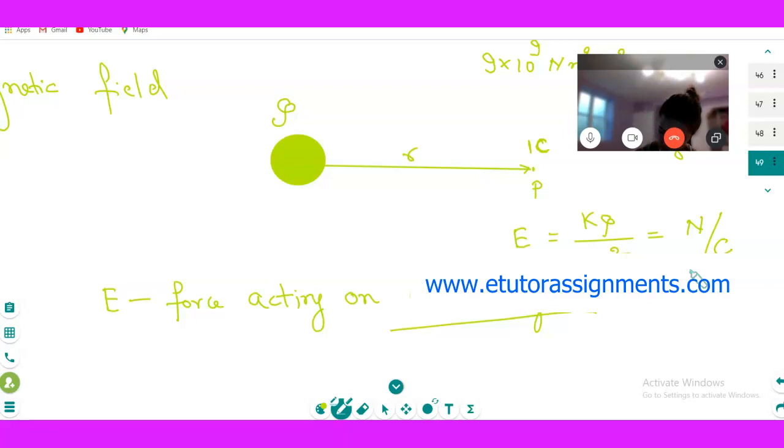Why Newton per coulomb? Suppose a 5 coulomb charge is there. What will be the electric field? You will first calculate the force on the 5 coulomb charge and then divide by the 5 coulomb. Am I right or not?